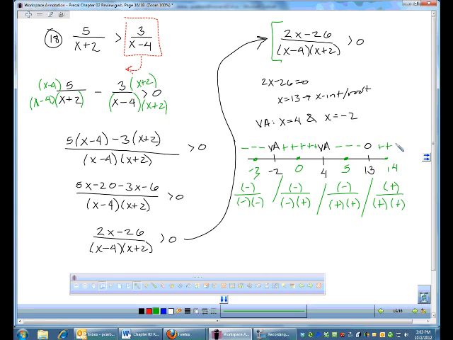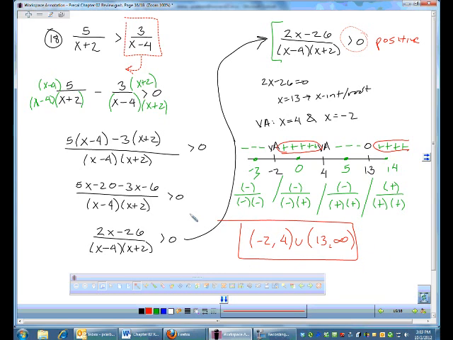So that's all positives. And then we have to look back at my original problem, or what I'm solving here. And I need numbers bigger than 0. That's going to be positive numbers, but not 0. So I will do everything from negative 2 to 4, and then everything after 13. So my answer is all numbers between negative 2 and 4, and all numbers after 13. We won't include anything because I'm not equal to 0. And so there's our answer.